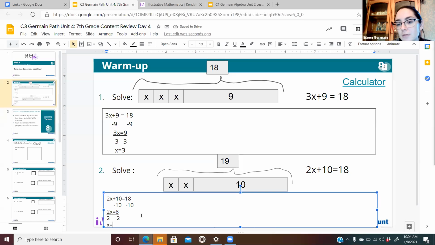Very good, Avery. Very good, Bridget. Very good, Jaden. It's going to be x is equal to 4. I'm going to leave this up so that you can copy this down. So I'm going to leave it up for 10 seconds for you to copy down.